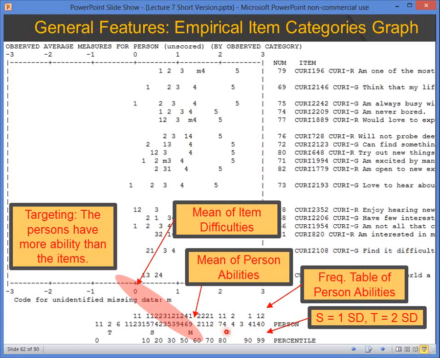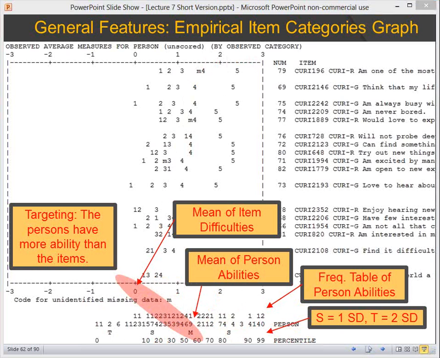So the S is one standard deviation, and the 2 is another standard deviation. If you understand what this frequency table means, you can look at the relationship between the person abilities and the item difficulties here, and this is another way of getting a feel for the targeting of the scale. And remember, since these are Likert type items, if they have one difficulty level, the measure column in the item polarity table is giving you the mean of the difficulties of the levels of the item.